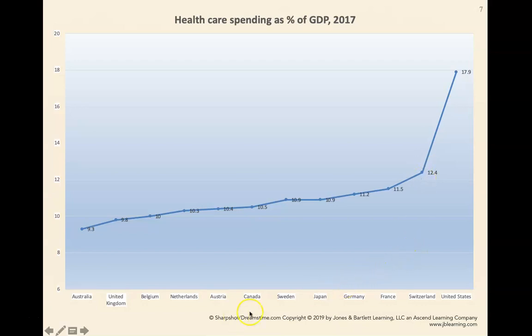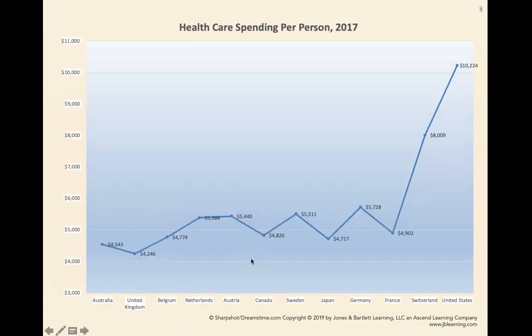So just look at this in perspective. Look at these countries. They are all rich countries. They are all developed countries. Next to us is Switzerland, but they are a far second in terms of the proportion of their economy being spent on healthcare alone. This graph here lists the same countries, okay?